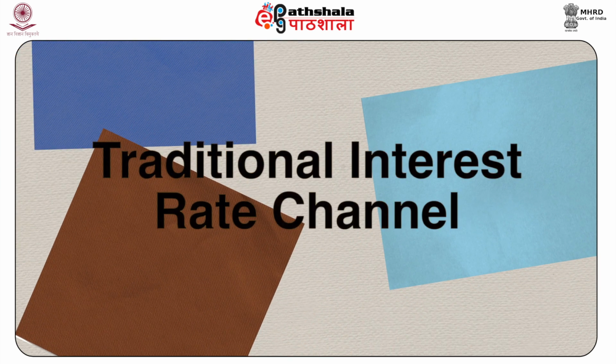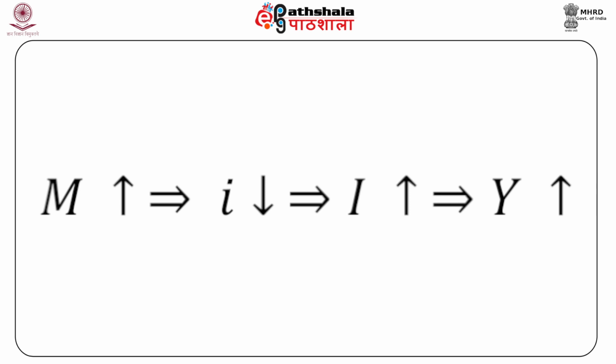Now let us discuss the traditional interest rate channel. In the previous module, we have seen that increase in monetary base leads to decrease in nominal interest rate in the traditional IS-LM framework. The decrease in nominal interest rate leads to decrease in real interest rate, provided that prices don't adjust, that is in the short run. That is, as M increases, this leads to a fall in i, which leads to an increase in investment, that is capital I, and which further leads to an increase in income, that is Y.